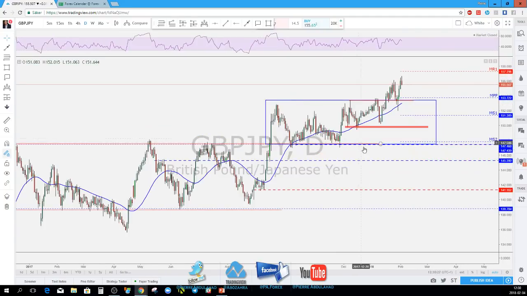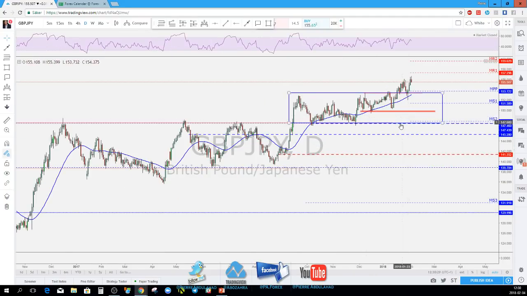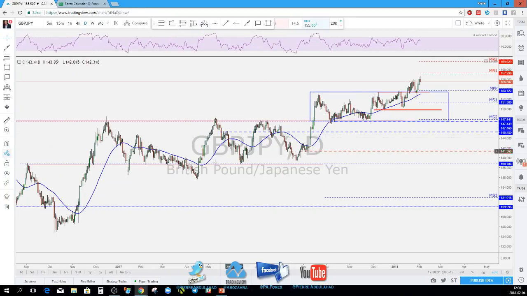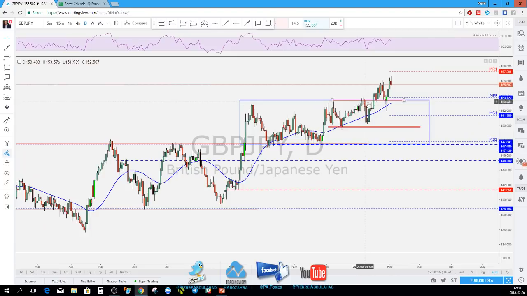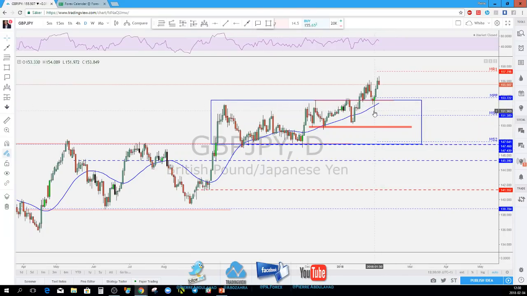Sterling JPY still moving higher. You see it clearly. We are in an uptrend. We broke above this range. We did a retest, failed to break and hold below the range. Another good example of how a failed retest looked like. It went back all the way up, closed outside of the range, and did a continuation.